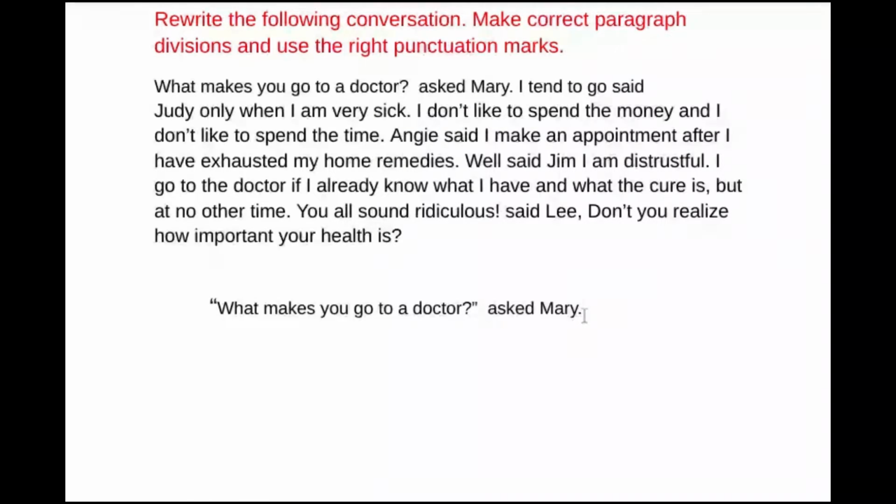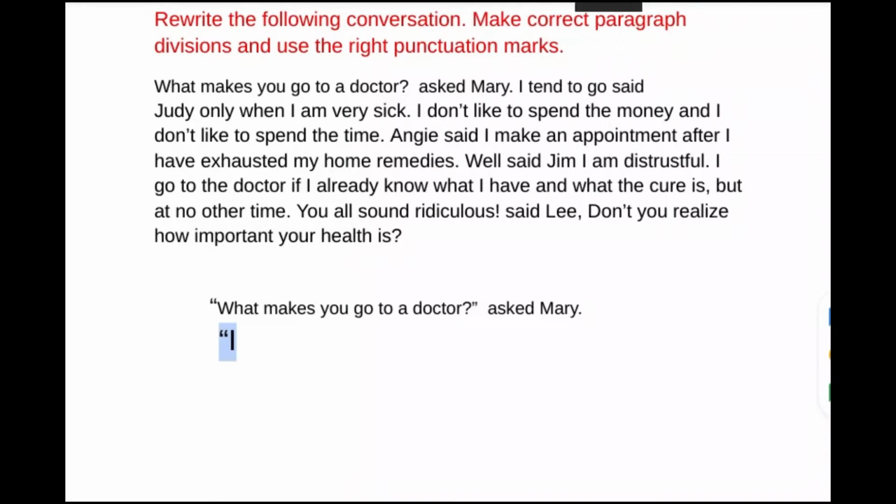We need to indent again. So we are going to come here to indent. You leave some space away from the margin. We have our quotation mark. And we are going to have Judy's first words, I tend to go. We need to have a capital I. I tend to go.